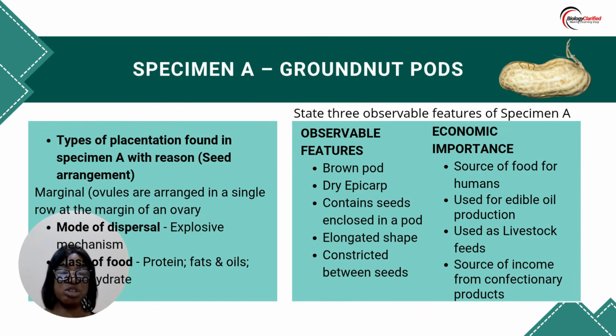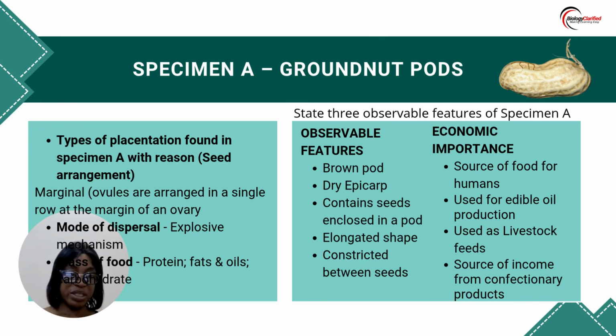And then what are the nutrients or the class of food contained in groundnut pod? Protein, fat and oil, and carbohydrates. Question could come as state three observable features of specimen A. It could be two or three. No, at least a minimum of four or five. Based on what you can see, the pod is brown. It has a dry epicarp. It contains seeds enclosed in a pod, consists of elongated shape. There is a constriction between the seeds of the pod.